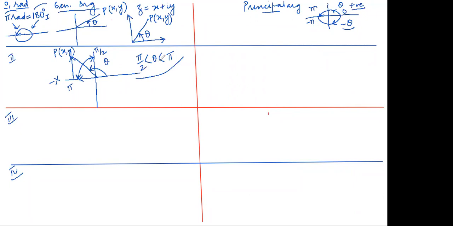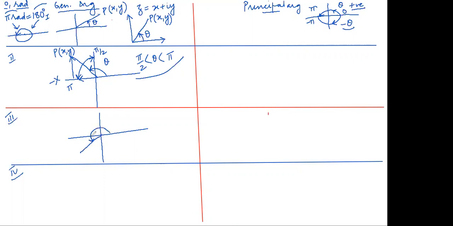Theta is greater than pi by 2 but less than pi. Simple as that. When you talk about the third quadrant, it is here. Now what is x and y? X is negative as well as y is also negative. Am I right? Yes, this is your theta.